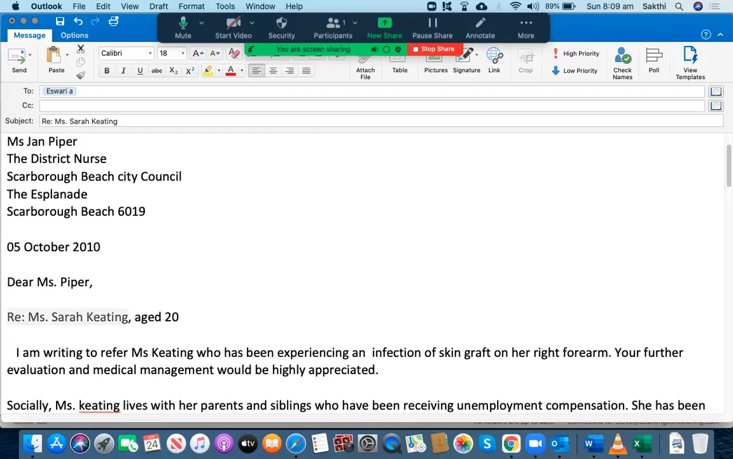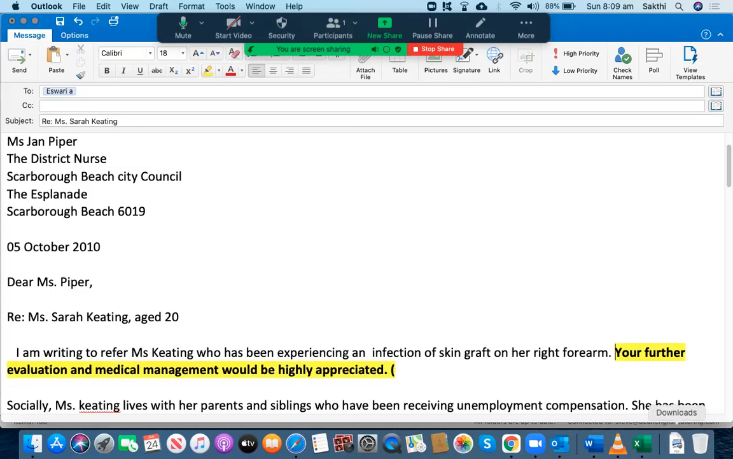So she has written on the reference details of the patients. That's good. Okay. The next one is, I'm writing to refer Miss Keating, who has been experiencing an infection of skin graft on her right forearm. Your further evaluation and medical management would be highly appreciated. Usually, this sort of sentence structures could have been replaced with the services required for the addressee. Okay, I mean, what she could have done is she could have written down like this.